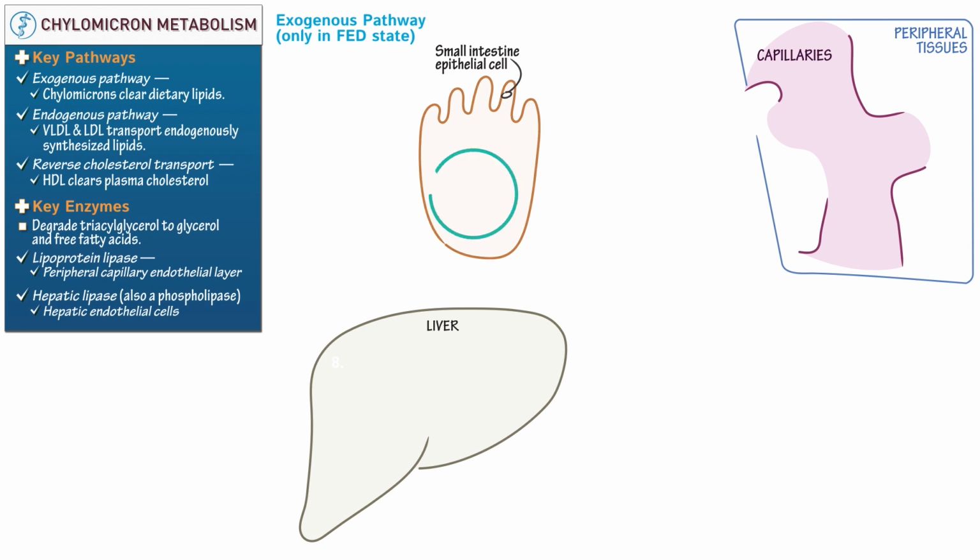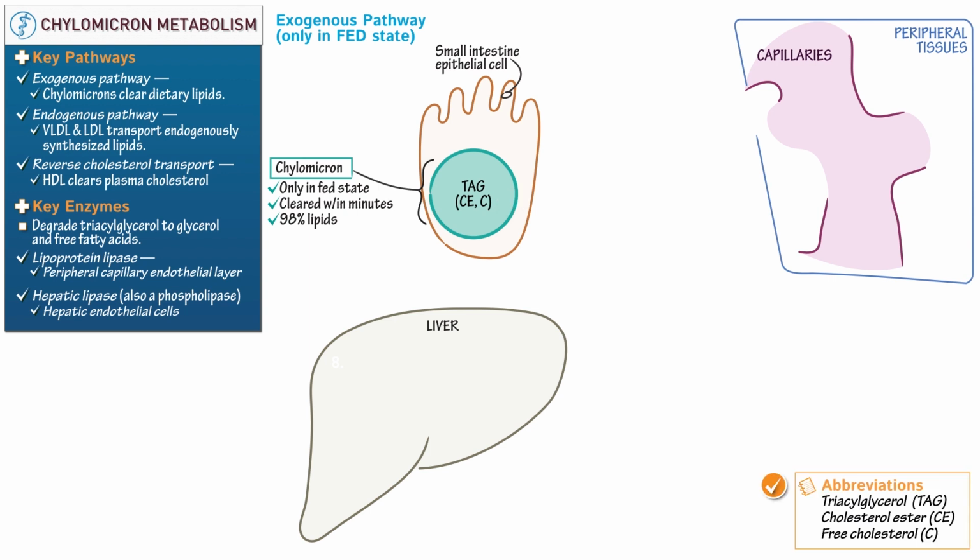Draw a chylomicron within the intestinal cell. It's the largest and least dense of the lipoproteins. Write that chylomicrons are only synthesized in the fed state, are cleared from the body within minutes, and are 98% lipids. Primarily, they are dietary triacylglycerols, TAGs. Secondarily, they are cholesterol esters, CE, and free cholesterol, C. Let's note these abbreviations for reference.